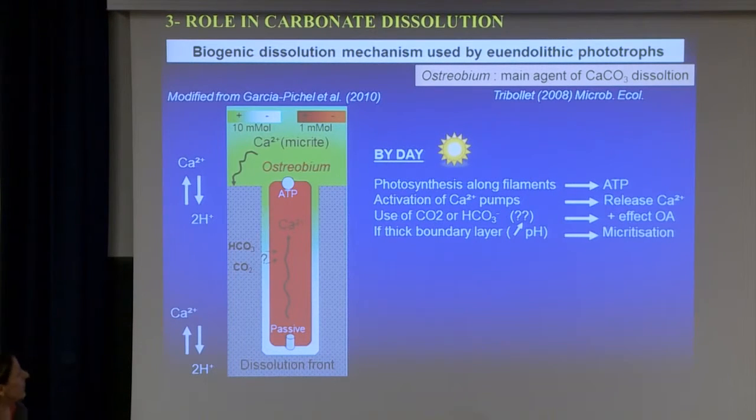And depending on the conditions at the surface of the substrate, if you have a thick boundary layer with a low motion system, you would definitely have reprecipitation of calcium carbonate at the surface, and that's part of the micritization process that I was talking about earlier.